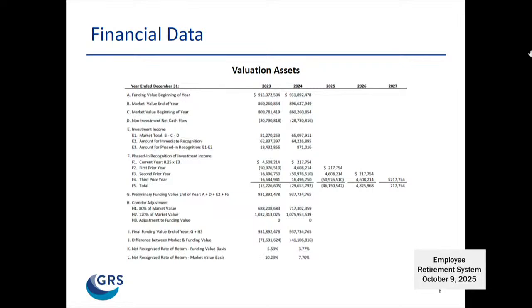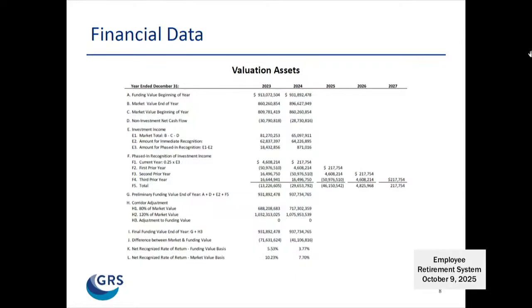Our goal, when we calculate the contribution requirement, is to have that contribution requirement be as stable as possible. One way that we do that is we smooth out your volatility in the market. We do that by calculating what we call valuation assets, or an actuarial value of assets. And we do that by doing the following.